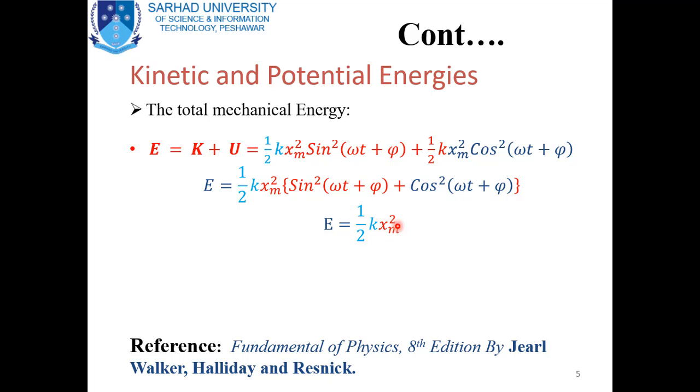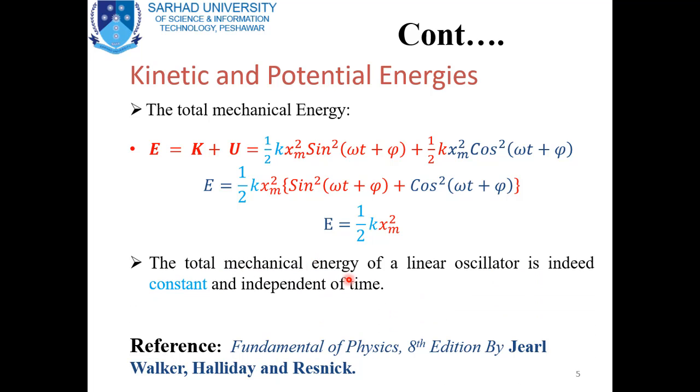So the total energy of a simple harmonic oscillator, in which we exclude all the friction forces, will be equal to half k xm square. So it is independent of position and time. So the total mechanical energy of an ideal oscillator will always be constant. The total mechanical energy of an oscillator is indeed constant and independent of time.